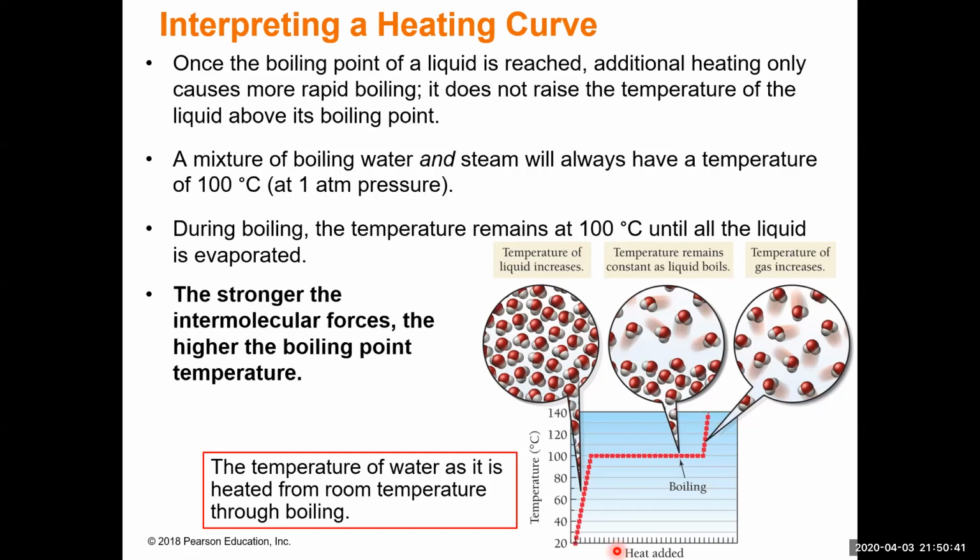So we see here that once the boiling point of a liquid is reached, so for example, we know the boiling point of water is 100 degrees Celsius, then supplying additional heat will only cause the liquid to boil more rapidly. So that is, the liquid will start changing into gas more rapidly. But it will not change the temperature of the liquid above its boiling point.